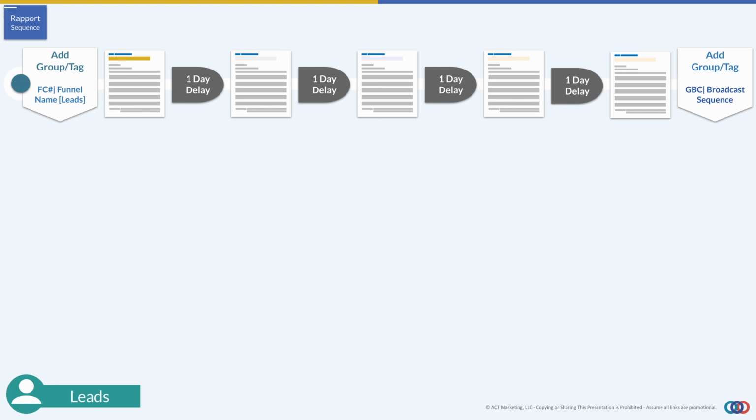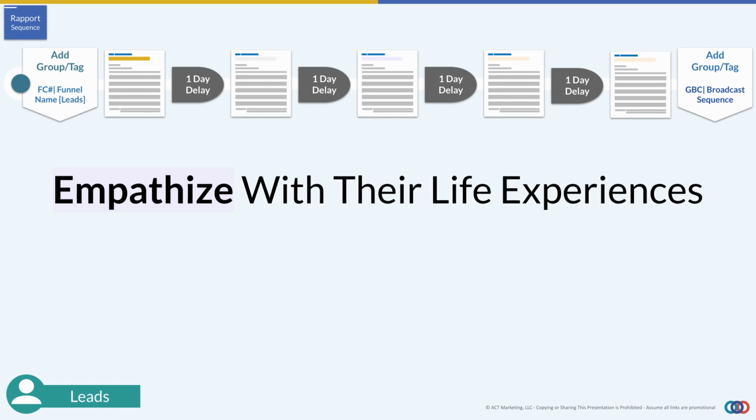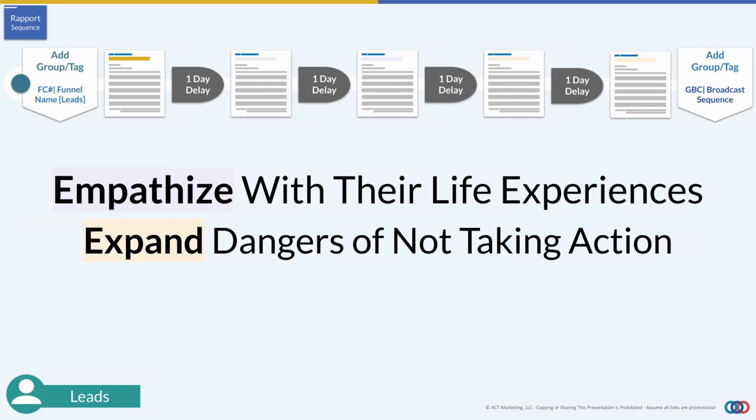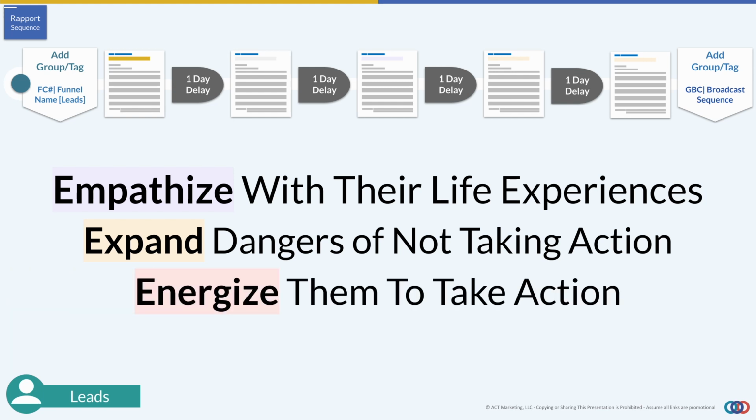So let's kick things off with what we're going to do with this email sequence. We are going to empathize with their current experiences. We are going to expand the dangers of not taking action. And then we are going to energize them to take action. So that's all we're doing here, and this is how you build rapport and goodwill and actually make some sales at the same time. Now, none of these emails are super salesy by any stretch of the imagination. You don't need to be salesy with these. You just have to be genuine.